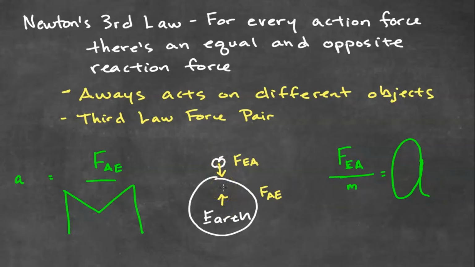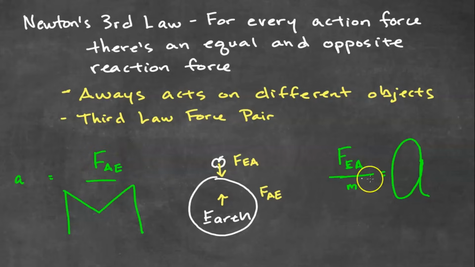Let's first focus on the apple. So on the right here, we have the apple. The force acting on the apple is F_EA, and the mass of the apple is very small compared to the earth. If we take a number divided by a very small number, we get a big number. So this a is very big.